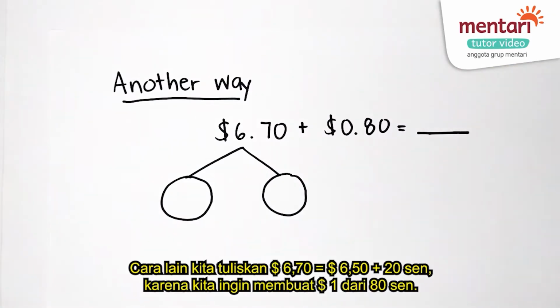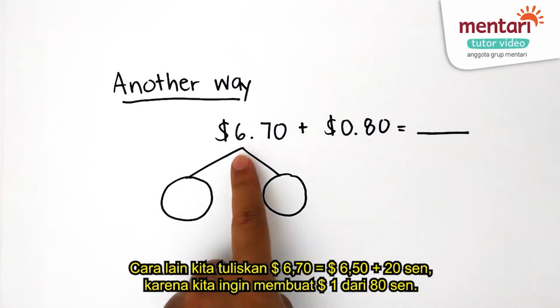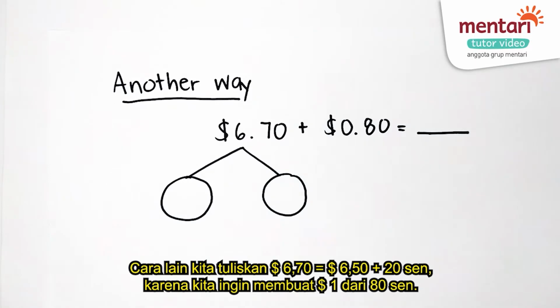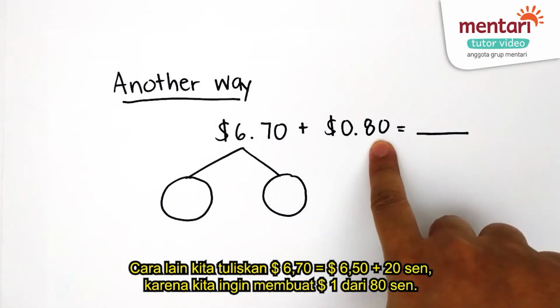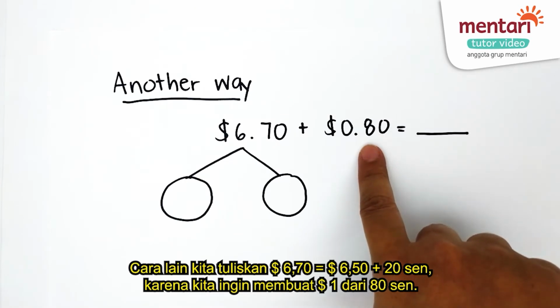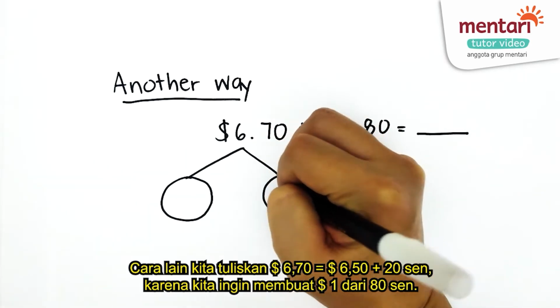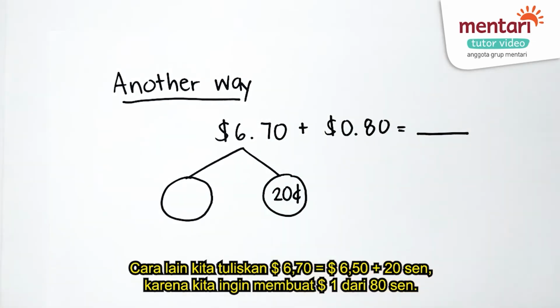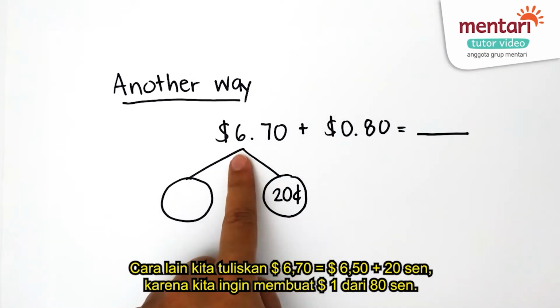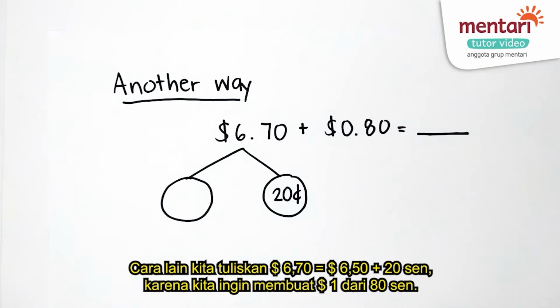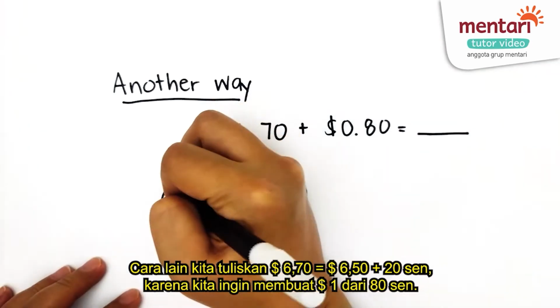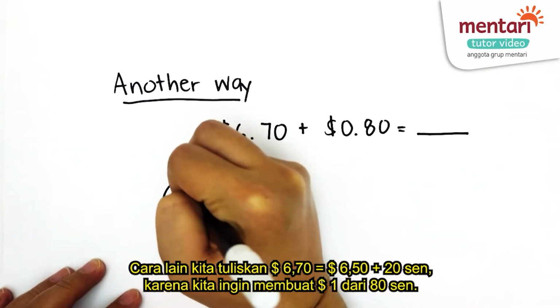We can also add in another way. Let us use the number bonds of $6.70. We want to make $1. Therefore, how many more do we need to make $1? We need to have 20 cents more. Therefore, what is the number that when we add to 20 cents will give us $6.70? We will get $6.50.